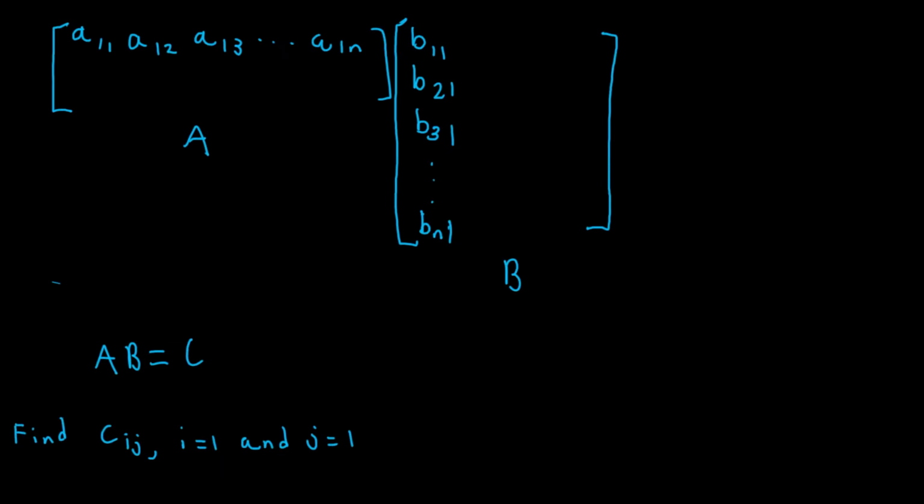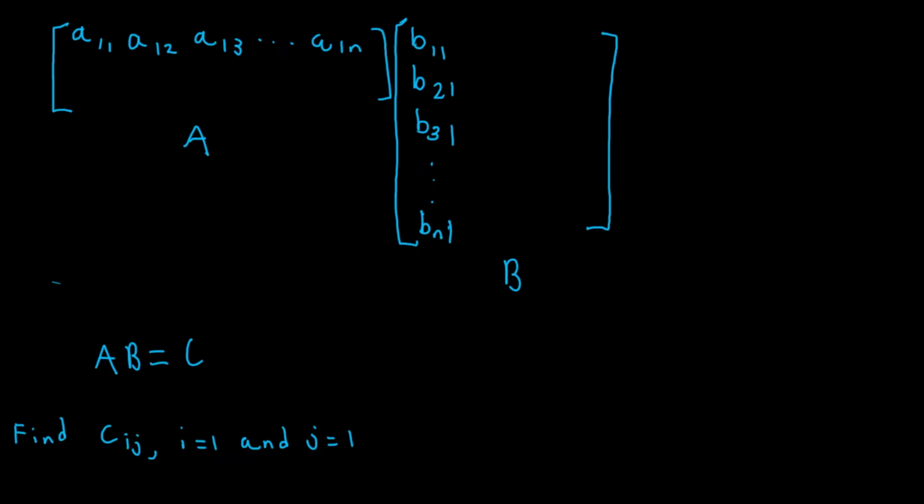So over here, I've given you two matrices, matrix A and matrix B. And I've given you that the product of these matrices, A times B, is equal to C. So assuming that this product exists, because it's not necessarily true that it exists in every scenario, I want you to try and find Cij, where i is equal to 1 and j is equal to 1.